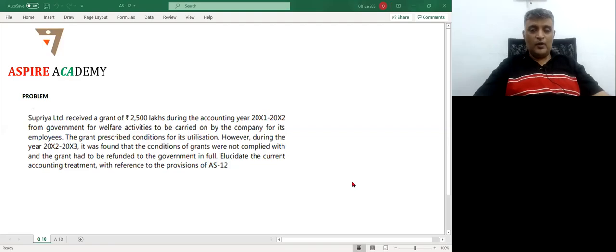We'll now move on to the next problem in AS12. Supriya Limited received a grant of 2,500 lakhs during the accounting year X1, X2 from the government for the welfare activities to be carried on by the company for its employees. So this is a revenue grant.